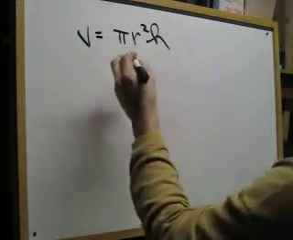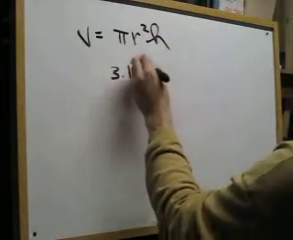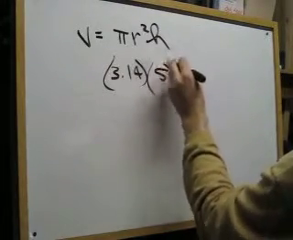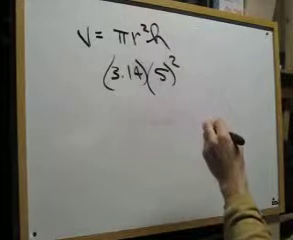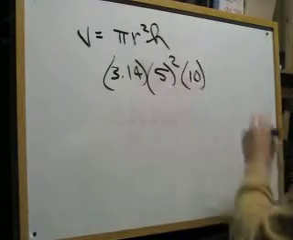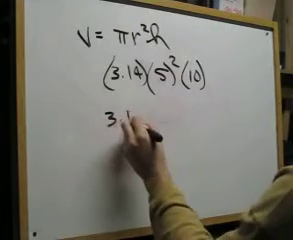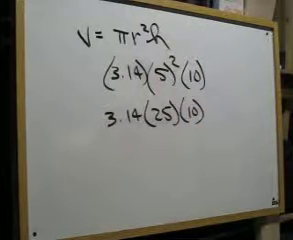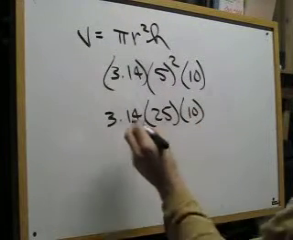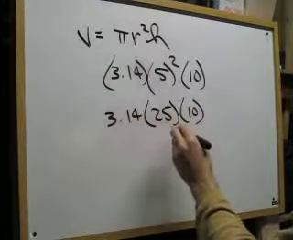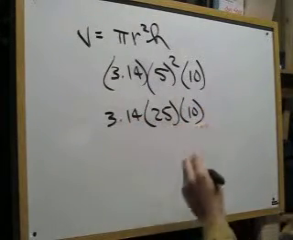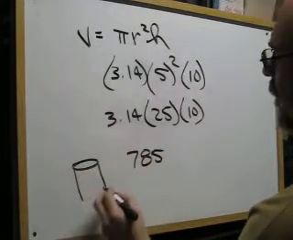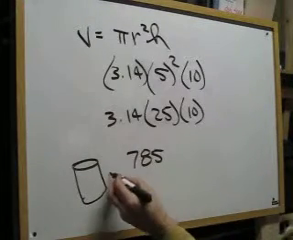So again, we know pi is 3.14. We were told that the radius, just like in the sphere, was 5, and we're going to square it instead of cube it. And we can look at the picture and see that the height of that guy is 10. So we have 3.14 times 25 times 10. So the volume of that cylinder is 3.14 times 25, multiplied by 10, and we get 785.